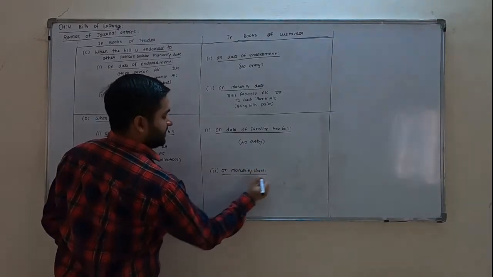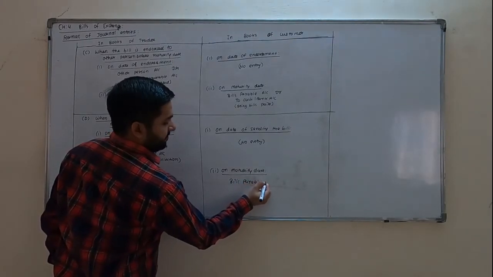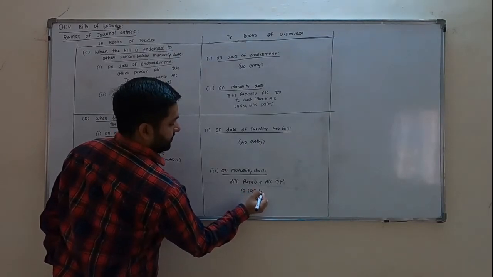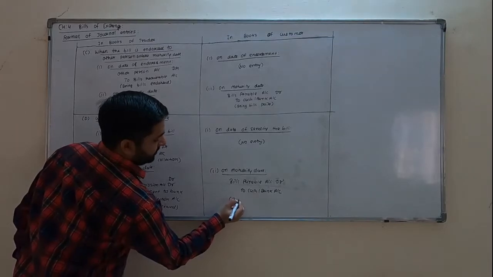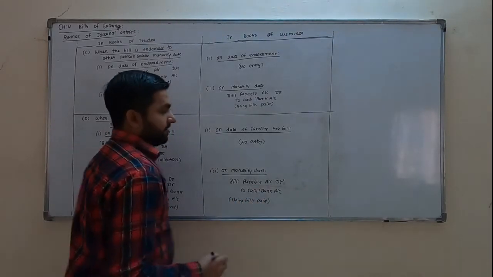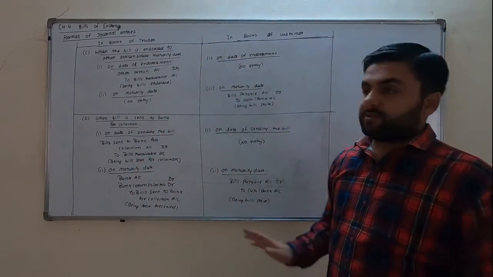On maturity date, here the entry is fixed. Which entry? Bills payable account debit to cash or bank account, being bills paid. Okay, so all the things are over. A, B, C, D, all the uses are over.